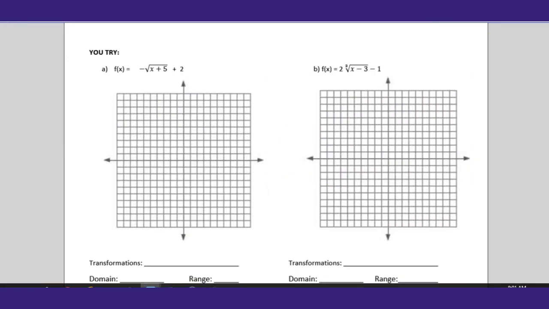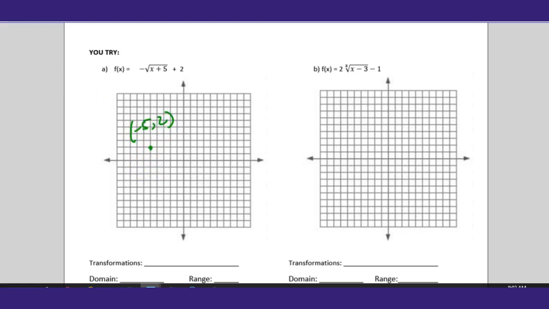On the back, there are some you-tries, which we might as well just go ahead and do. I'll do this first one. I don't want to make the video too long. For this one, we reflect over the x-axis, move left 5, and then up 2. So reflect the x-axis, move left 5, 1, 2, 3, 4, 5, and then up 2. So I know our starting point is right there, -5, 2.